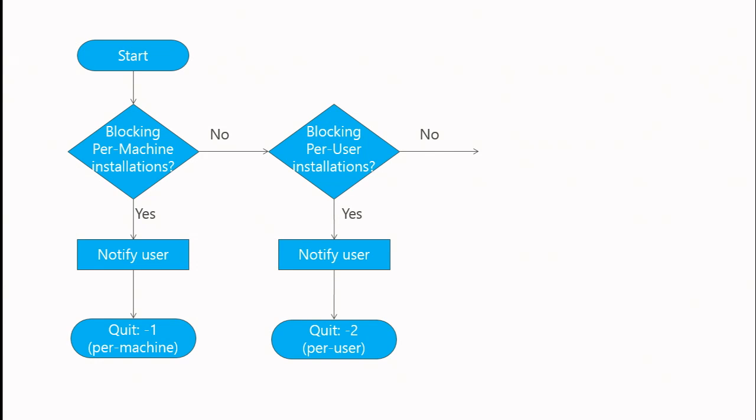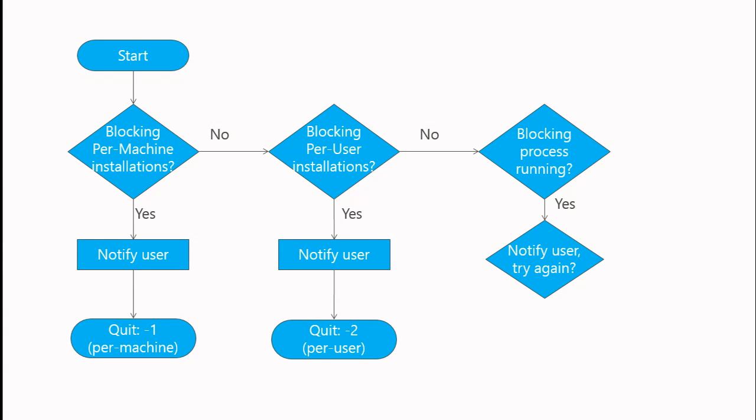If there are no blocking per user or no blocking installations, then we will check for the blocking processes, because the user might be installing, say, Flash Player, and he has Internet Explorer and Firefox with 40 tabs open, and he doesn't want to close those, so there's no reason to start the installation at that point. So if there are blocking processes running, then we'll ask the user if he really wants to continue. If he wants, he will stay in this loop for a while until he quits. And we get the error code -3 to the reports.